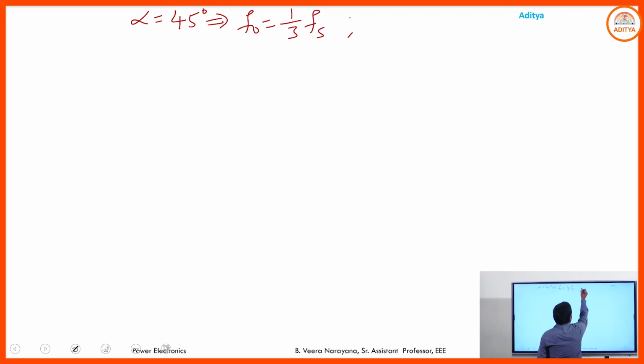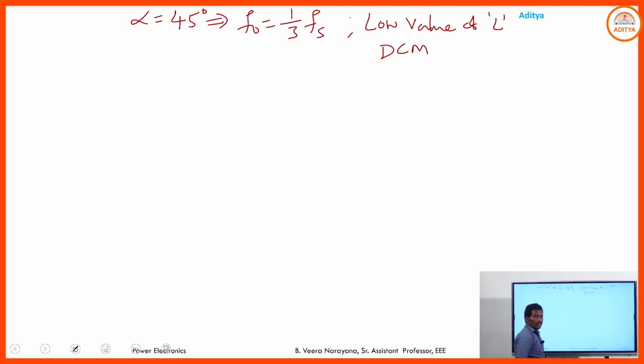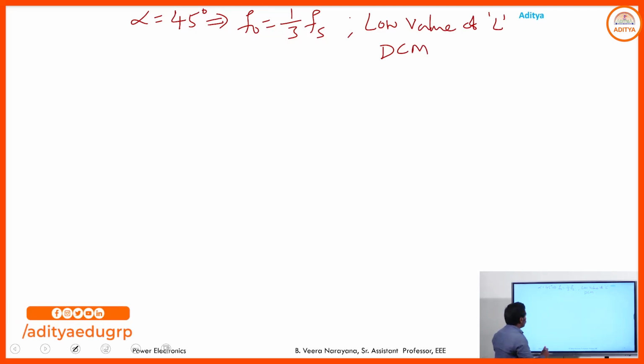First we go through the discontinuous conduction mode. So I am assuming a low value of inductor, corresponding to which we get the discontinuous conduction mode. Under discontinuous conduction mode, I want the output frequency to be 1 by 3 of the source frequency, and I want to maintain alpha equals 45 degrees.